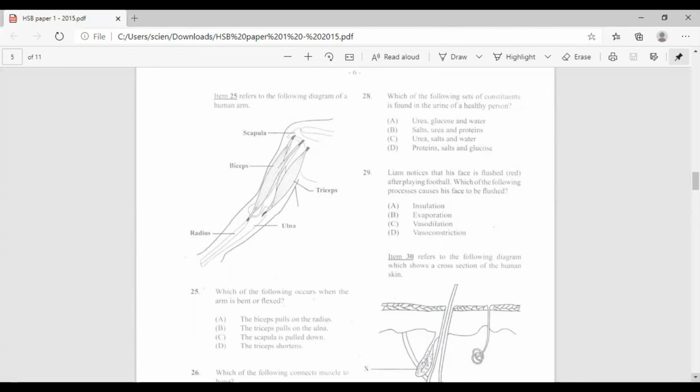So now, if we look at the diagram, we have to look at it. So they have the triceps, the biceps. So the answer would definitely have to be A, because the biceps is going to pull on the radius whenever the arm is flexed or bent. So question 26.